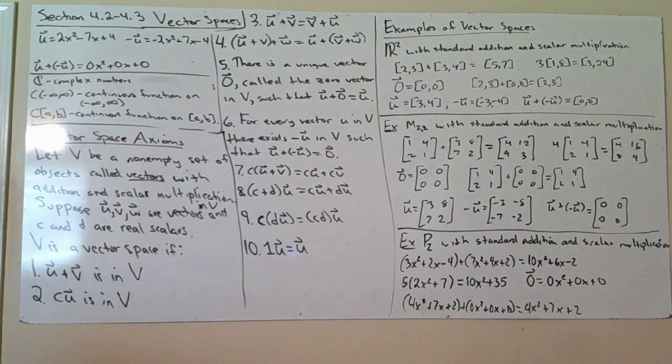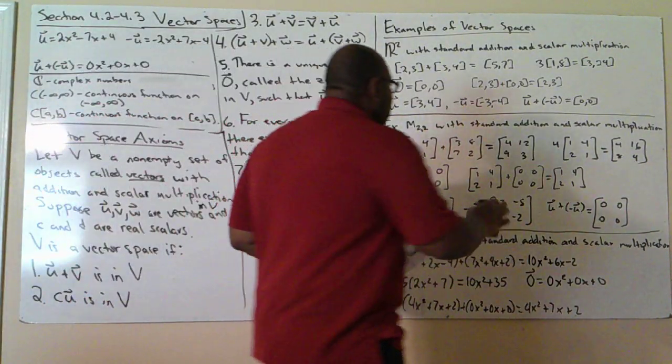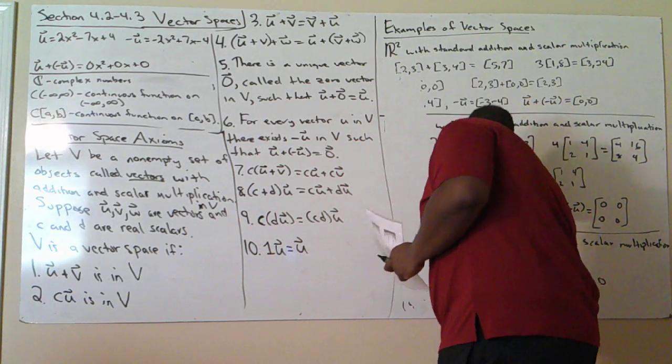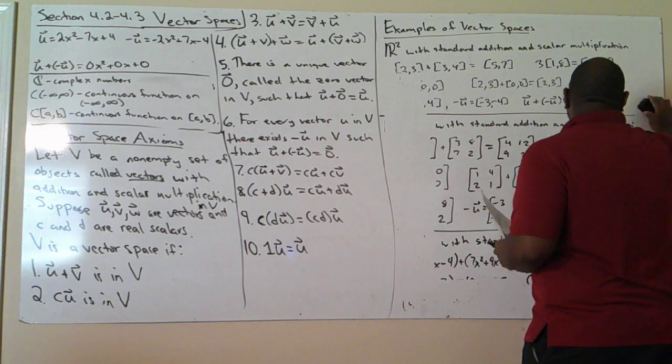Let's look at some of those guys. Let's look at some other examples of vector spaces that are more interesting. We're going to get to non-standard addition and scalar multiplication soon, but let's do one of the simplest vector spaces there is.